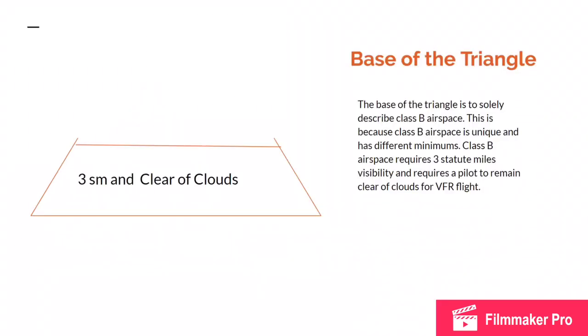The base of our triangle is solely for Class Bravo. I remember this because base starts with B, and it's also for Class Bravo, so B and Bravo for VFR operations. Class Bravo requires you to have 3 statute miles visibility, but it is unique in the sense that the only restriction as to cloud clearance is to remain clear of clouds. So if we were to recap that, base starts with B, so it's for Class Bravo. An easy reminder just for the base of our triangle.